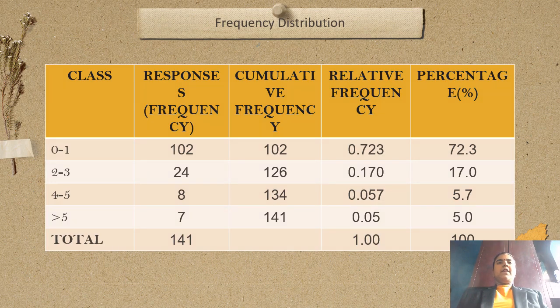Here we have given the frequency distribution for this question. We have provided the 4 classes and the responses, which are the frequency, and the cumulative frequency. As you can see, the frequency and the cumulative frequency total is 141. We have also provided the relative frequency, and lastly the percentage of respondents for this question. As you can see, the majority of them, 72.3 percent, which is 102 respondents, have chosen 2 to 3 online shopping platforms.